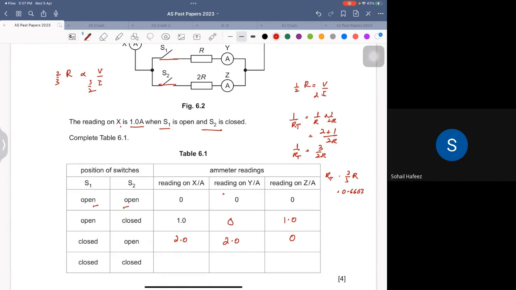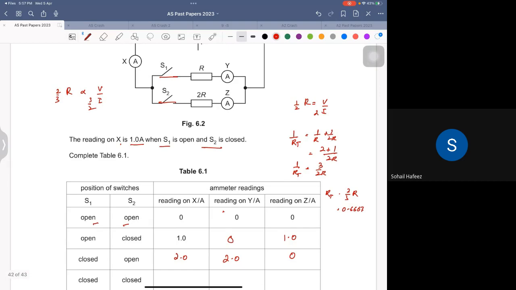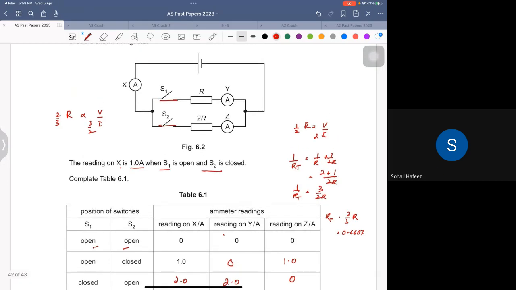So when it was connected, wait, that's not fair, right? There has to be something tricky in this. This can't be that simple, no? So 2 over 3R.